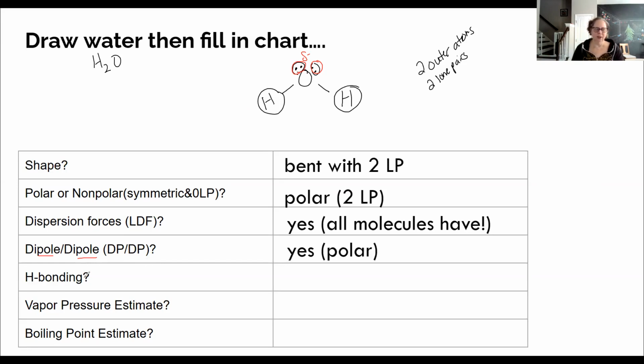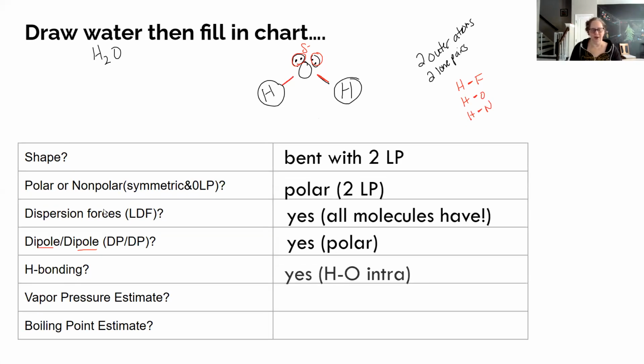Hydrogen bonding only happens if we have intrabonds of HF, HO, HN. We have to see the FON, okay? One of those with a single bond to the hydrogen. Right here, we have one HO, two HO. So we actually have two spots of hydrogen bonding. So hydrogen bonding gets a yes. It has to be intrabonds.